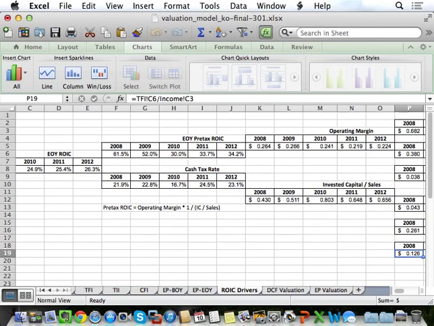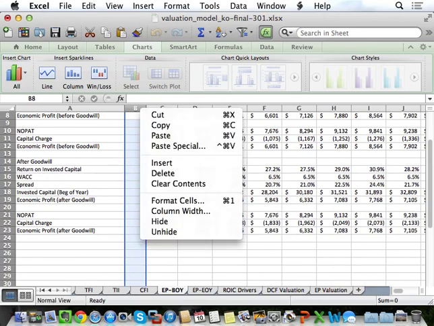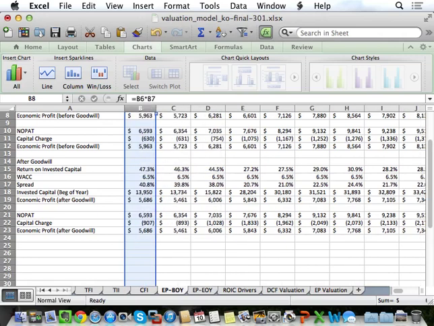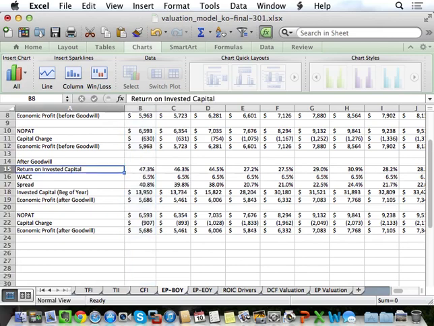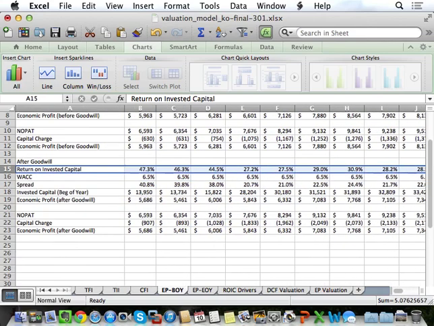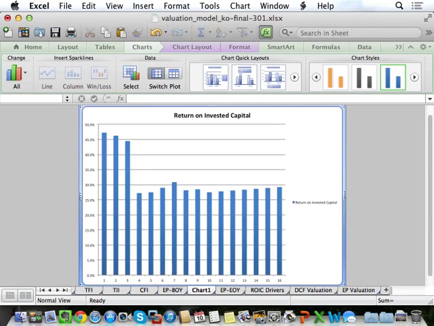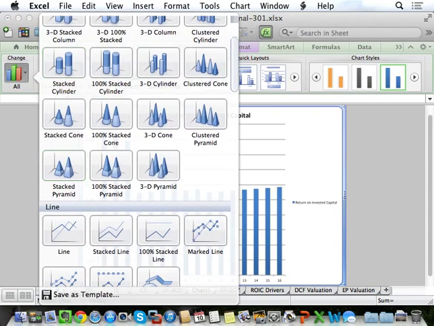So I'm going to go back to the EPBOY tab. I'm going to get rid of column B. Just going to delete it. And I'm going to graph row 15, which is the beginning of year return on invested capital for the company. Right? And then I'm going to insert a new sheet, which is a chart sheet. And I'm going to make this a line chart.